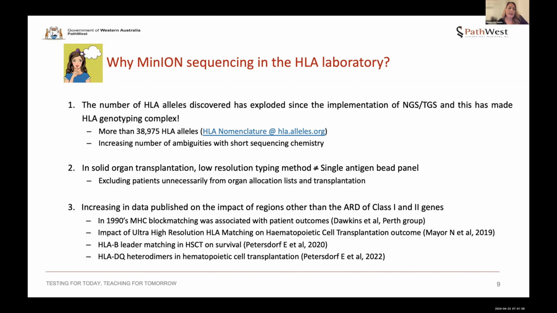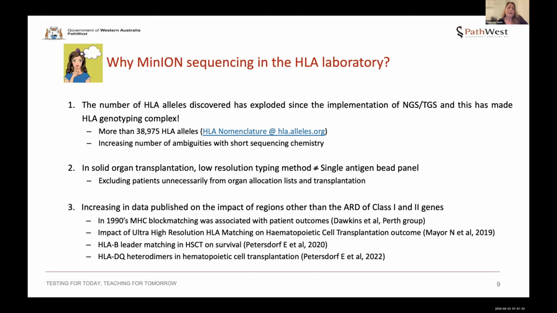And throughout the last decade or so, and prior to that, there's been an increase in data published on the impact of regions other than the antigen recognition domains of the class 1 and 2 genes. And so there's evidence now showing that there are other regions that could be important in transplantation outcome. And these are just some of the ones that I've listed here.